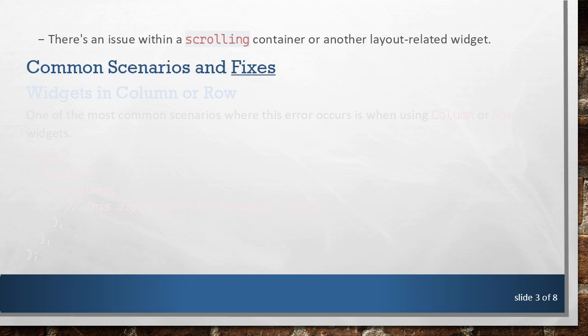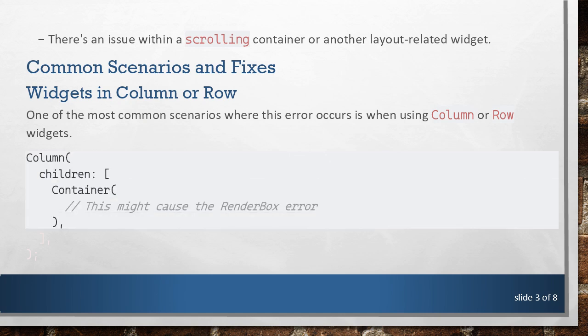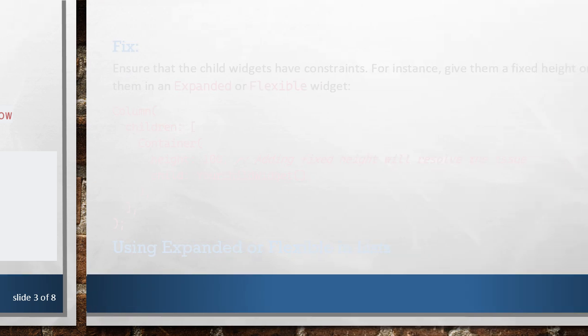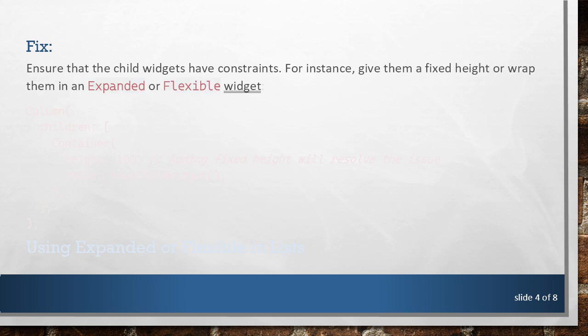Common scenarios and fixes. Widgets in column or row. One of the most common scenarios where this error occurs is when using column or row widgets. Fix. Ensure that the child widgets have constraints. For instance, give them a fixed height or wrap them in an expanded or flexible widget.